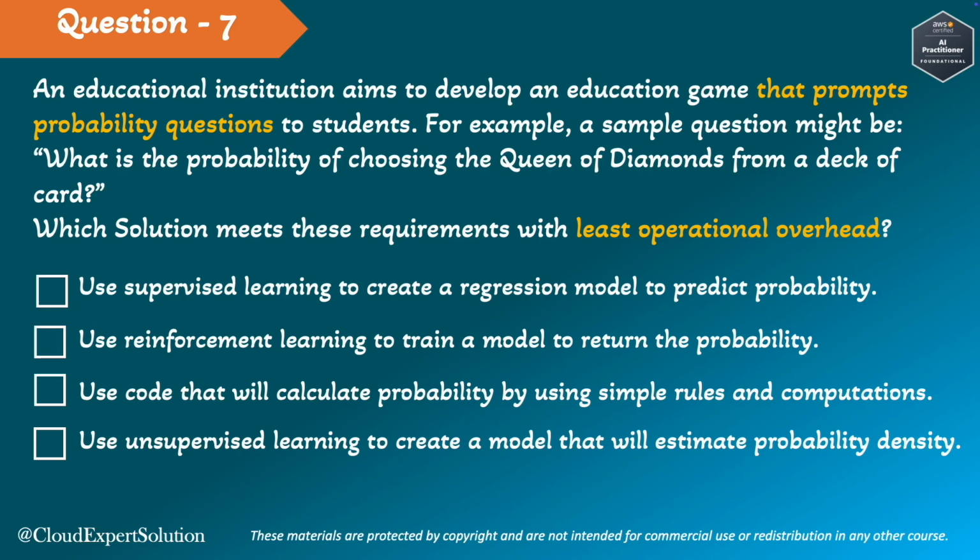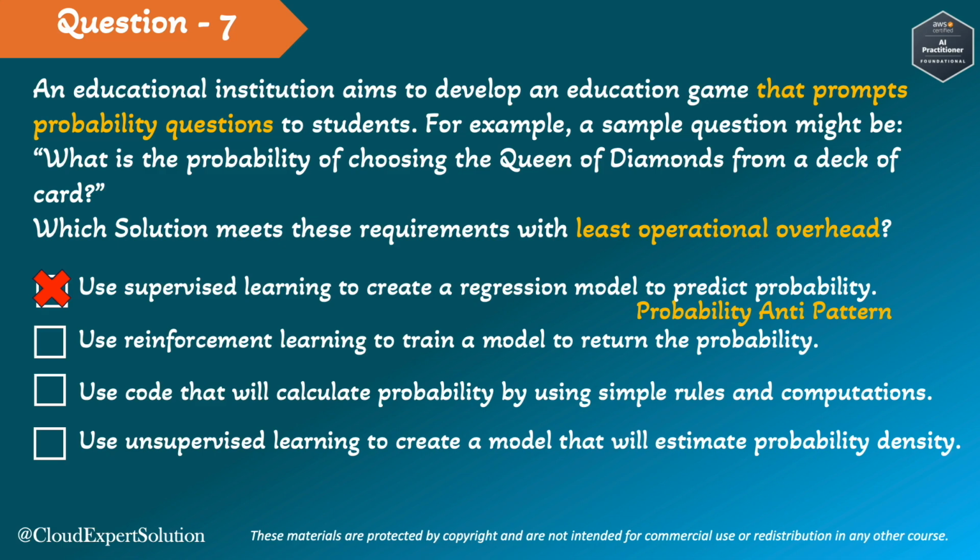Let's start with option 1. Option 1 is saying use supervised learning to create a regression model to predict probability. Supervised learning and regression models are typically used for predicting continuous outcomes based on input features. Using this approach to calculate simple probability would be unnecessarily complex and would involve significant overhead in terms of data preparation, model training, and maintenance. Hence, this is an anti-pattern of machine learning algorithm, and option 1 is not correct.